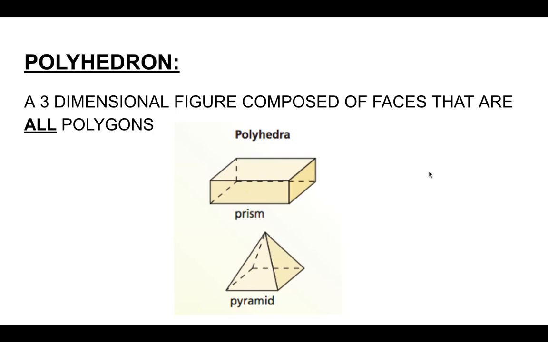So first, let's start off with some definitions. The first one being a polyhedron. A polyhedron is a three-dimensional figure composed of faces that are all polygons. When we define polyhedrons, we're either going to define them as prisms or pyramids.